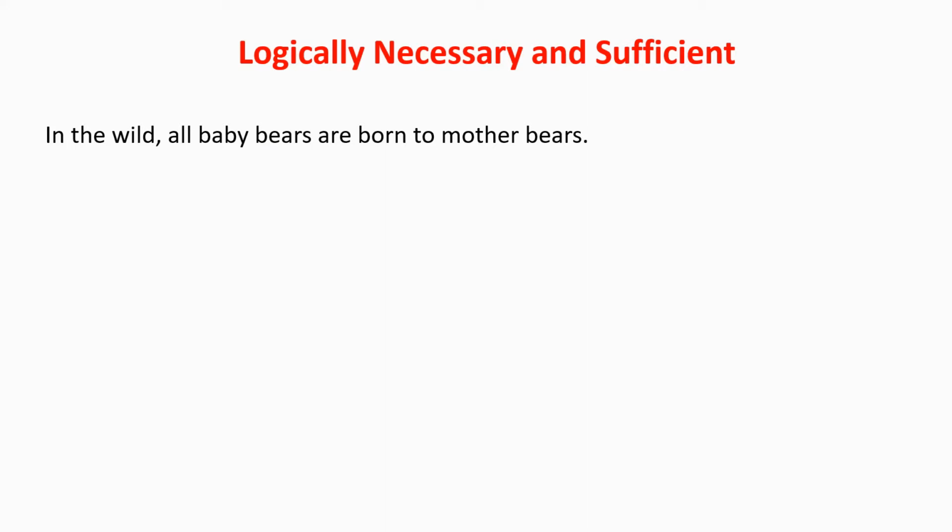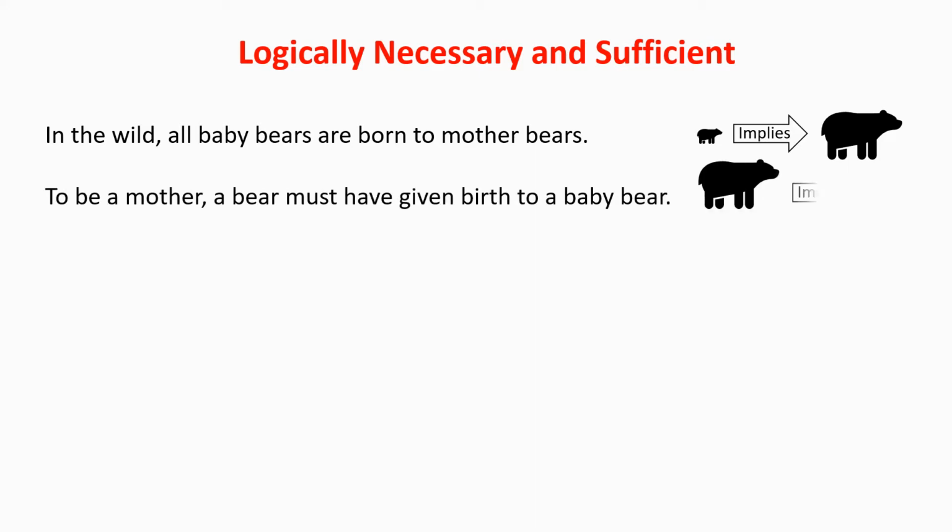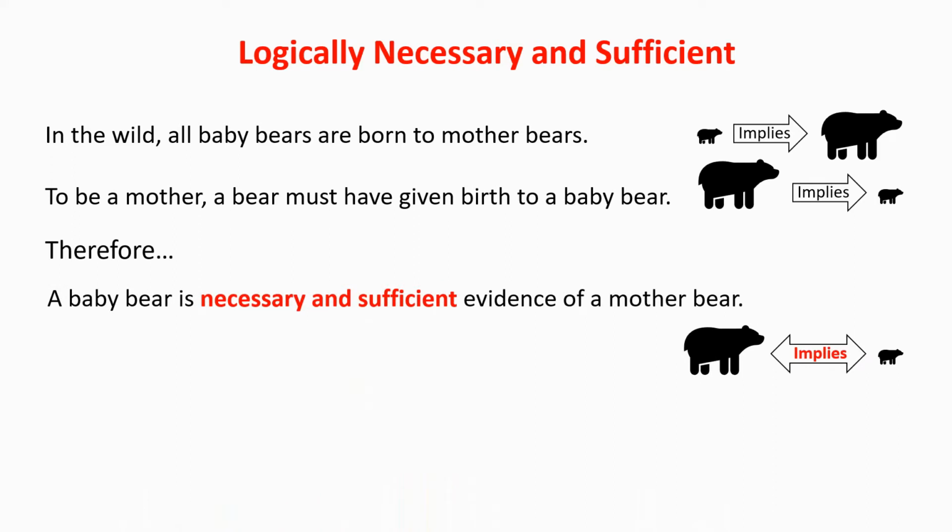Now, previously, I showed this example of logically necessary and sufficient conditions. In the wild, all baby bears are born to mother bears, and therefore a baby bear implies the existence of a mother bear. And on the other hand, to be a mother, a bear must have given birth to a baby bear, so the existence of a mother bear implies there must be a baby bear, and therefore a baby bear is a necessary and sufficient evidence of a mother bear. Each one implies the other. But this is a simplified, logically abstract case that doesn't seem to have much to do with science.